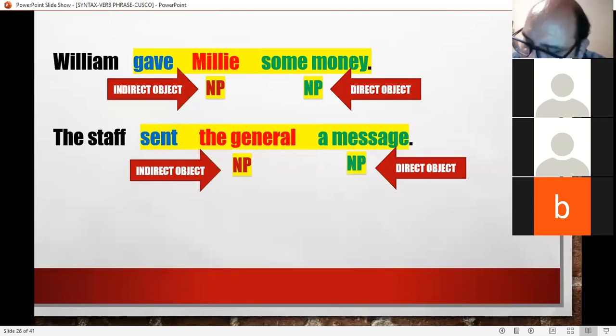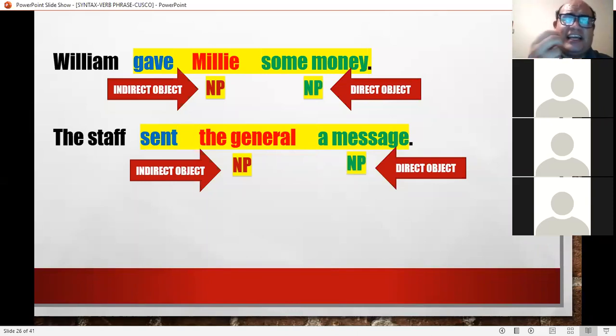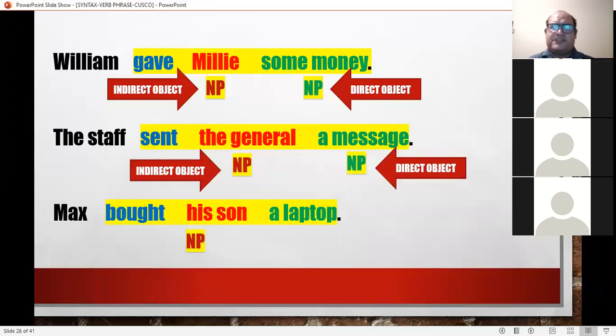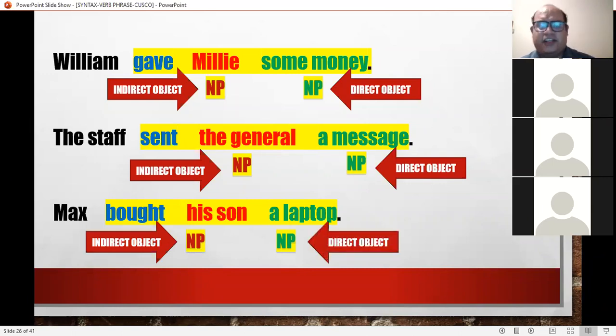Some money receives the action. That's it. Here, William gave some money. You can write it, right? William gave some money. If you want to be more specific, you add the indirect. To whom? To Millie. But William gave some money, you can write this sentence. You don't have any problem. But here you have to add the other one to be more specific. To whom? To Millie. The second one is the same. The staff sent a message. To whom? To the general. And the third one, Max bought his son a laptop. Indirect, direct. Max bought a laptop. To whom? To his son.